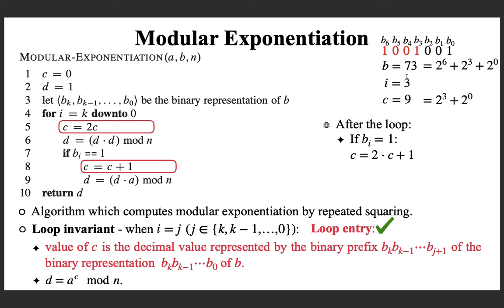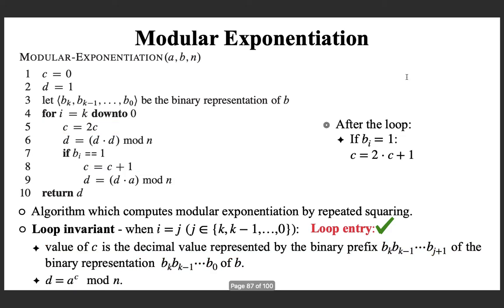I hope you are getting it, otherwise please watch it again and verify that what we are telling is correct. Now it remains to prove that in that case as well, the new value of d will be a to the power the new value of c modulo n. The new value of c is 2c plus 1. So we have to prove that the new value of d is a to the power 2c plus 1 mod n.